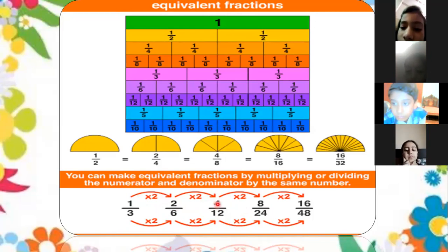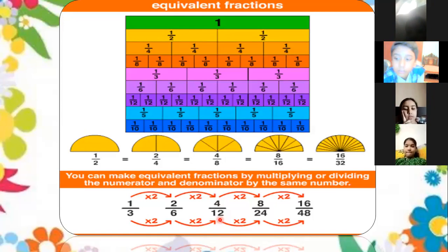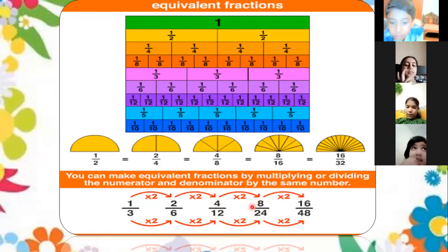Now come to 4 upon 12. When we multiply 4 upon 12 by 2, we get 8 upon 24. And this is the equivalent fraction of 4 upon 12. The numerator and denominator are different, but the value is same because of the same proportion.